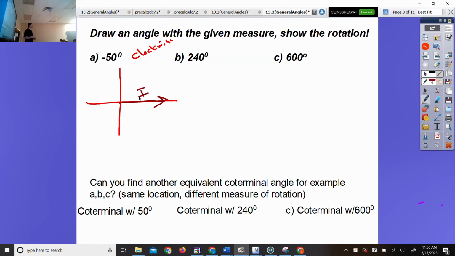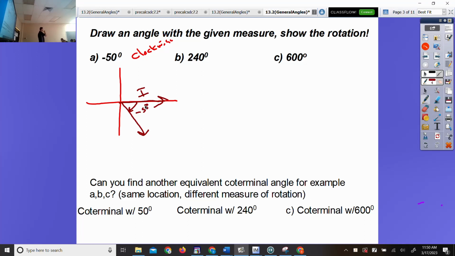Is it going to rotate through quadrant 4 or through part of quadrant 4? A little over half, right? 50 is a little more than half. It's going to be hard to do by hand, but it's going to rotate roughly 50 degrees through quadrant 4. And that's what a negative 50 degree angle looks like. They're not hard to do.